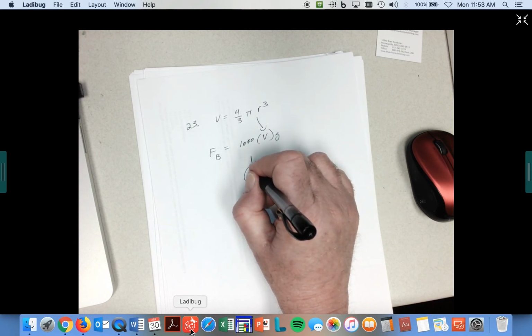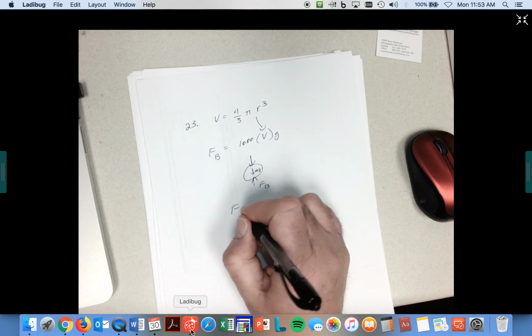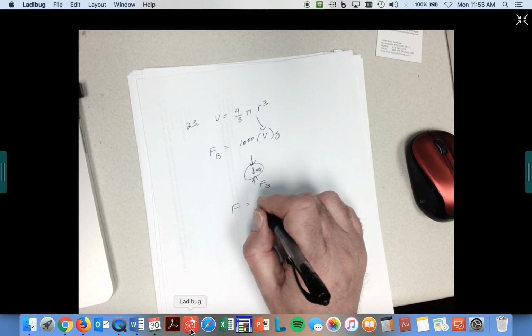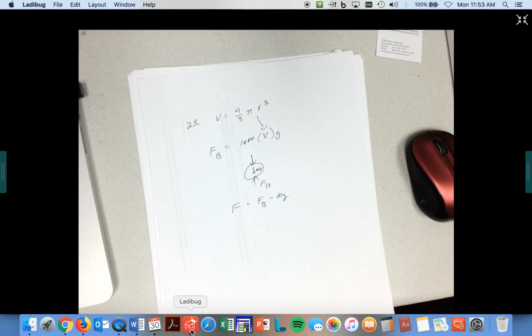Now, the weight of the ball is going to help you a little bit. So the force that you'll need to push on the ball is equal to the buoyant force minus mg, minus the weight of the ball. I think they give you the ball's mass in kilograms. So that's how you solve those 3 or 4 questions. Okay, all right.